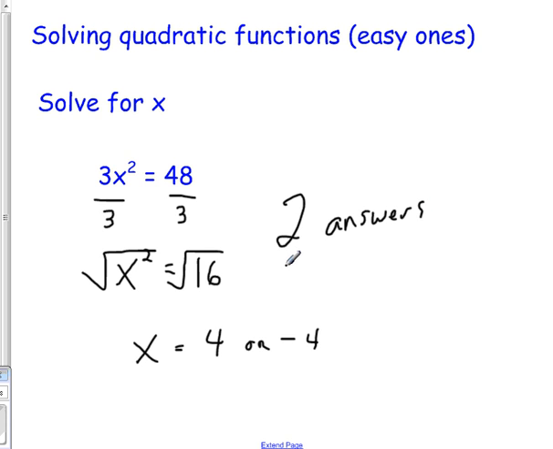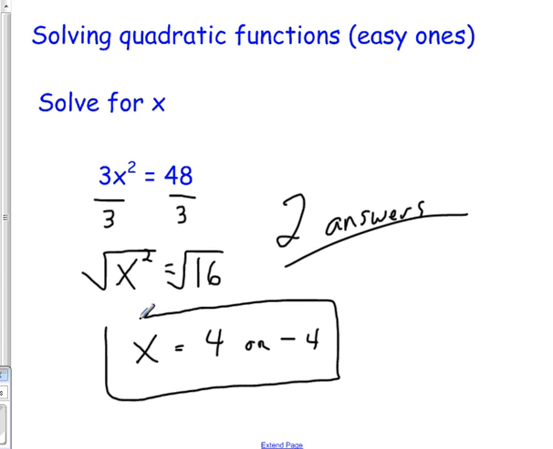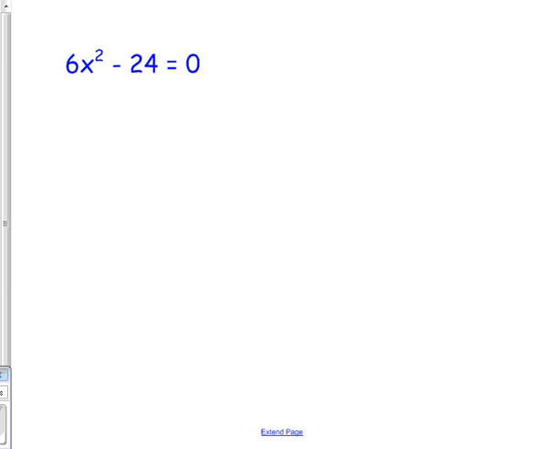And that's one thing you have to get used to when you're dealing with an x squared equation and you're going to solve it. You have to have two answers. If you don't get two answers, then you've done something wrong. So our answers are 4 or negative 4.